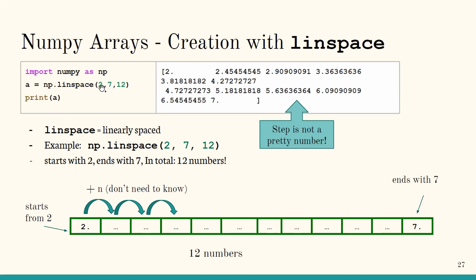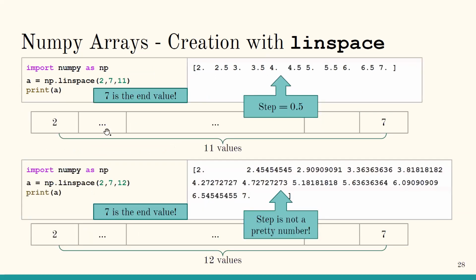You just need to know the first one and the last one and the number of values that you need. Okay, why do we do this? Sometimes we need to generate a function, for example, and we want to plot that on a graph. So that's why we need to generate an array. So this is a summary comparison between the two examples that we have cited here. So 2 to 7, 11 values, 2 to 7, 12 values. So you don't need to know the steps again.